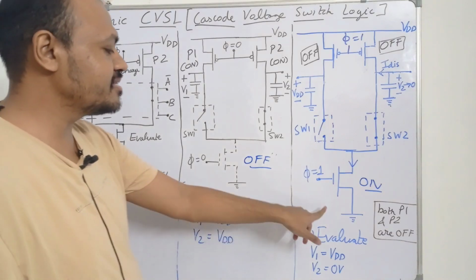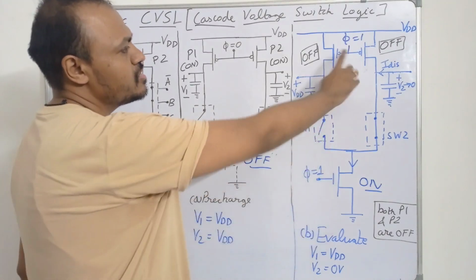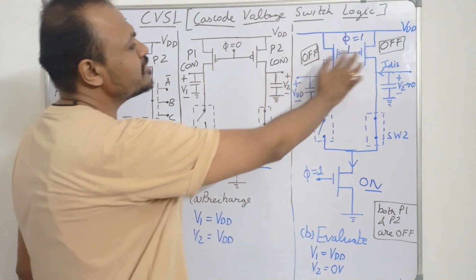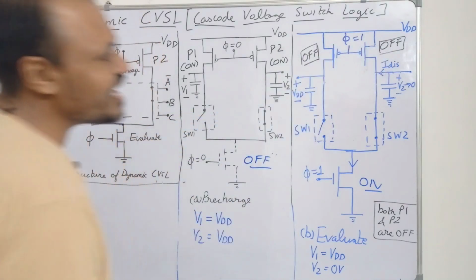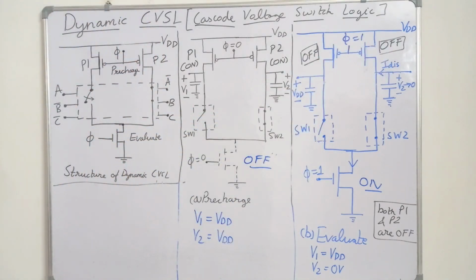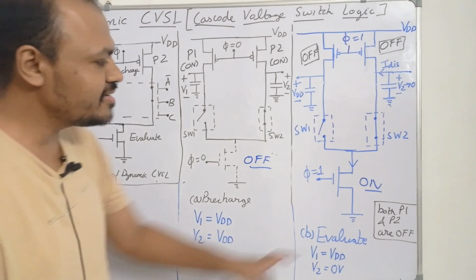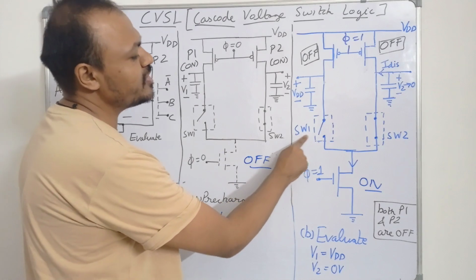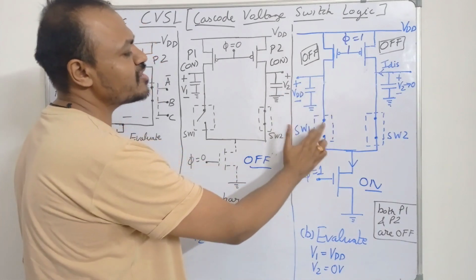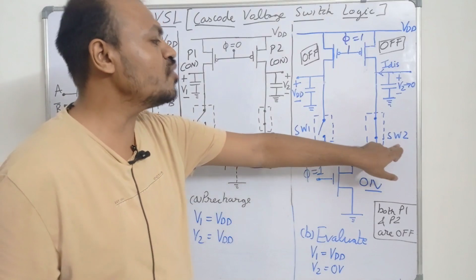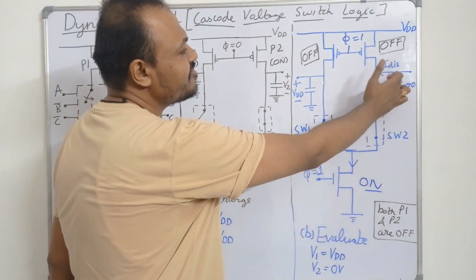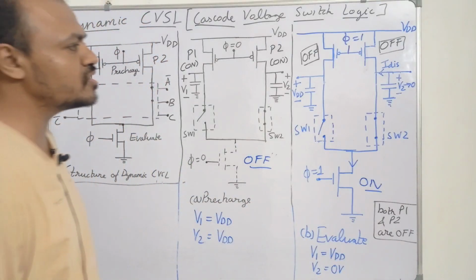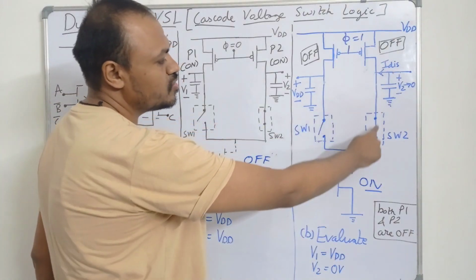Now come to this. This is called the evaluation phase. In the evaluation phase, the clock signal phi equal to 1. So obviously both P1 and P2 are off, but this NMOS is on during the evaluation phase. Now see this. This switch 1 is open, so this voltage will not discharge. But this switch 2 is closed, so this capacitor will get discharged. You can also see the discharge current I dis is flowing. So this capacitor will get discharged through this loop.